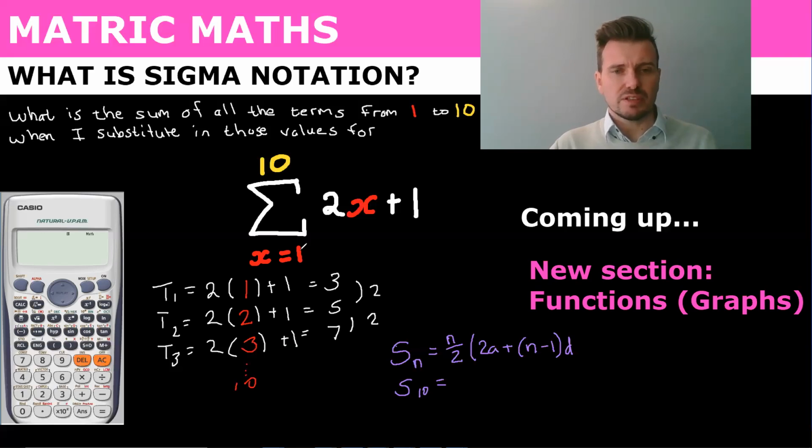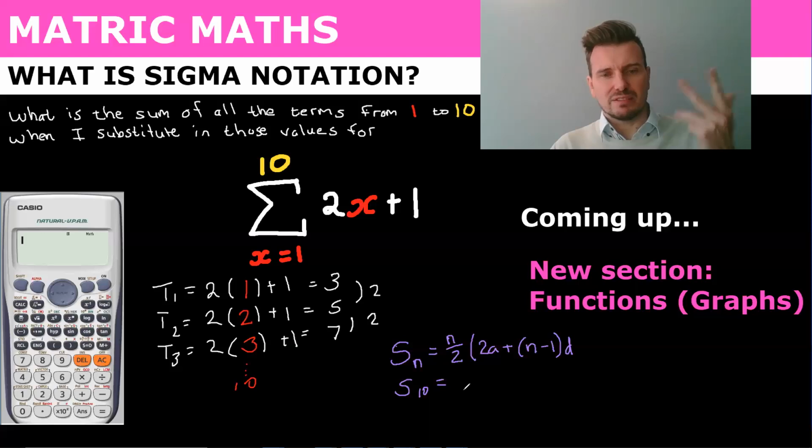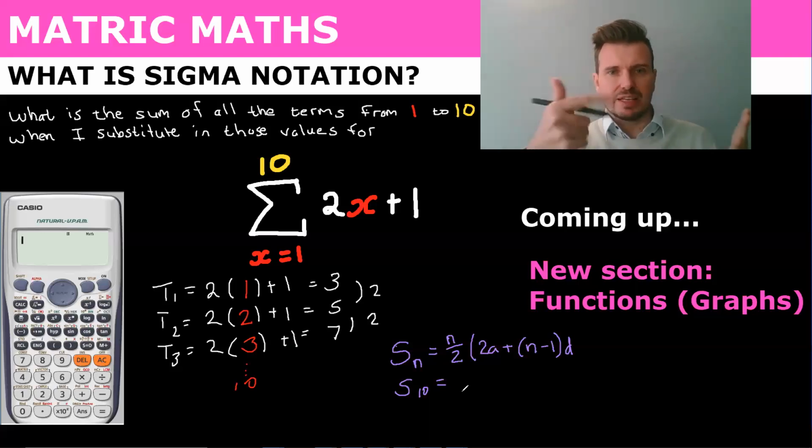Now, if this started at 3 and went to 10, just remember that the number of terms is not going to be 10. Here the number of terms is 10 because it goes from 1 to 10. If it was from 3 to 10, it would be 8 terms. 3, 4, 5, 6, 7, 8, 9, 10. 8 terms. So it's not 10 minus 1, because 10 minus 1 gives you 9 terms. You've got to add the 1.